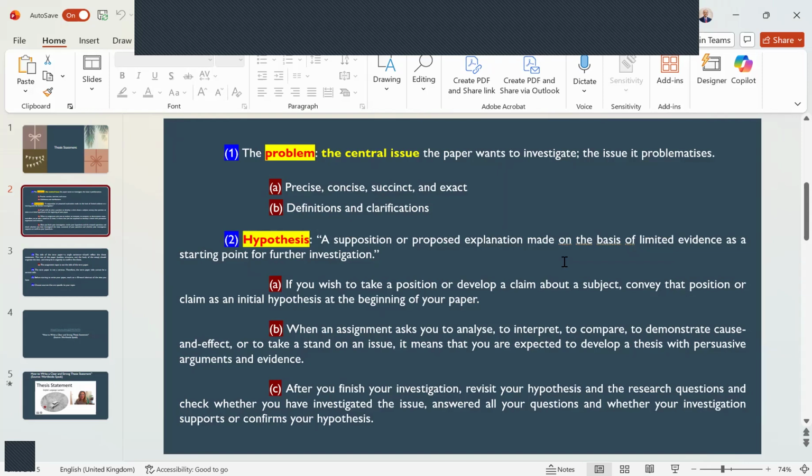So did your investigation confirm your hypothesis, in which case that hypothesis will become your thesis, or does your investigation contradict it? And therefore, your hypothesis will have to be rewritten. Otherwise, it will be a null thesis, in which case there is no thesis at all. You haven't done any work. And therefore, you have to revisit and make sure that you have answered all your questions.